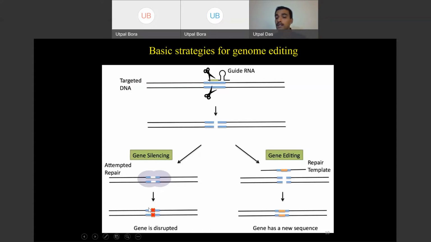And gene editing, yes, is more or less the same technology, but here we just tweak the cell by inserting a template along with your guide and those nucleases. So what will happen is, when the cell repairs those double-stranded breaks, it will take the help of a repair template. And as this repair template is already there inside the nucleus, our cellular machinery will also incorporate some targeted gene fragment or DNA fragment into the genome.